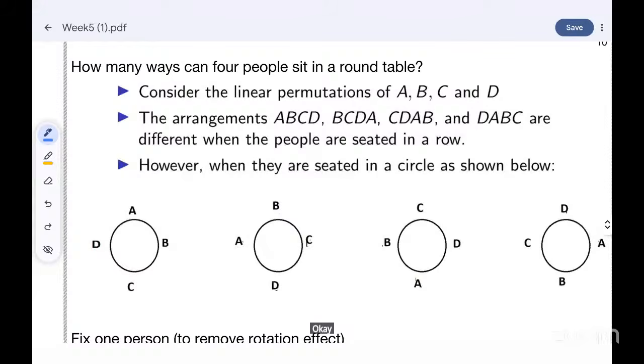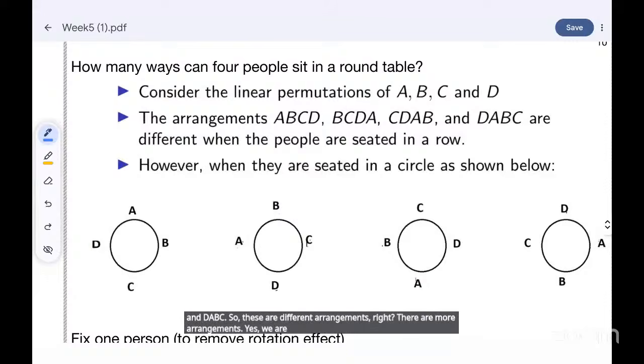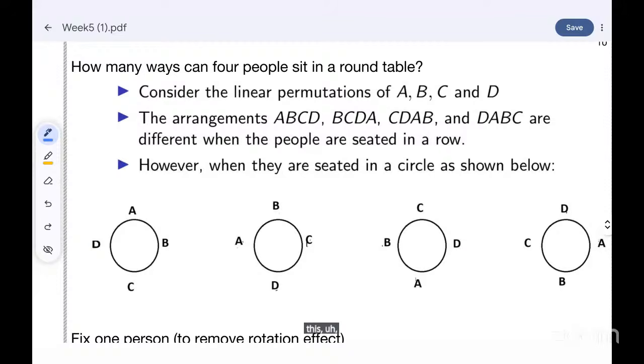So the arrangements are, you can see, A, B, C, D; B, C, D, A; C, D, A, B; and D, A, B, C. So these are different arrangements, right? There are more arrangements, we are just considering this set first of all. Why specifically this set, you will understand now.